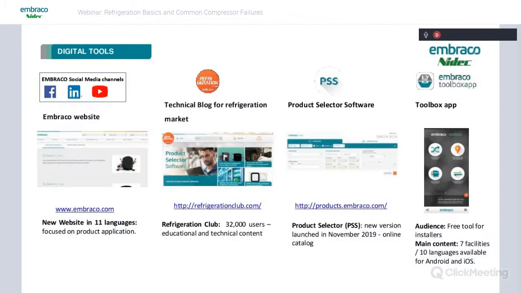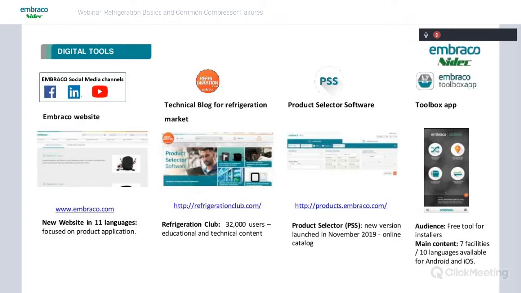So a little bit about Embraco's digital tools that we have available. Basically, we have the Embraco website. It's called the product selector, and you can go to embraco.com and click on the product selector. It took the place of our electronic catalog, but you can plug in models and find spec sheets, wiring diagrams, components, a lot of different things on there. It's a very handy resource.